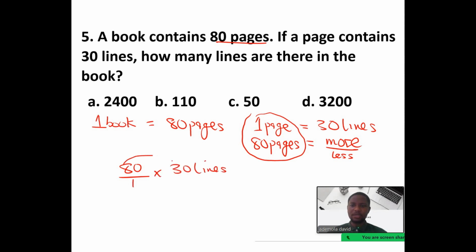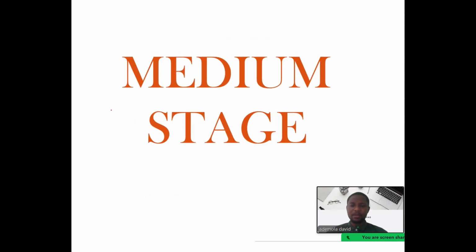And 8 times 3 will give you 24. Then you have 2 zeros. And this is the number of lines you have in that book. So our answer is option A. And we're done with the simple stage. Moving on to the medium stage.